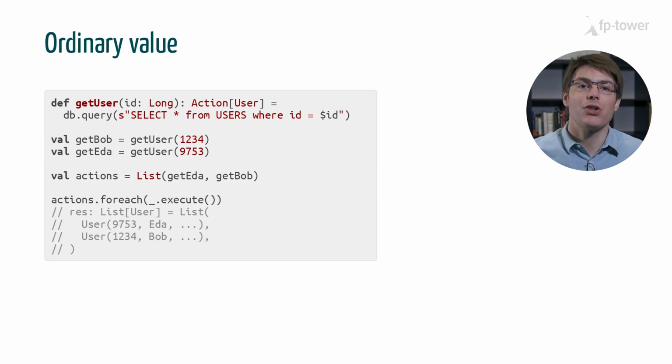Finally, encoding action with a trait allows us to treat them as ordinary values. For instance, we can store an action in a variable, or we can put several actions together in a data structure, such as a list. We'll see a bit later why this characteristic is really important.